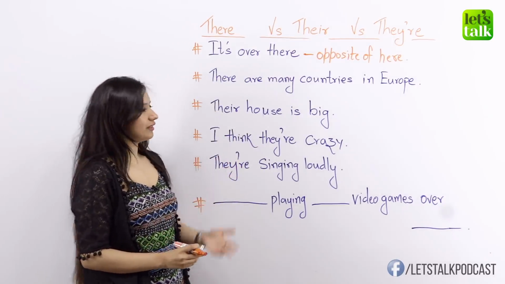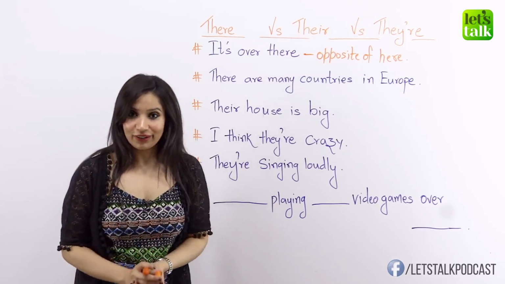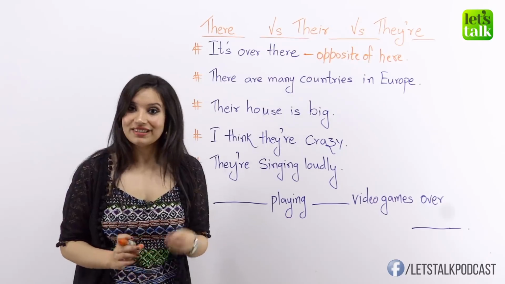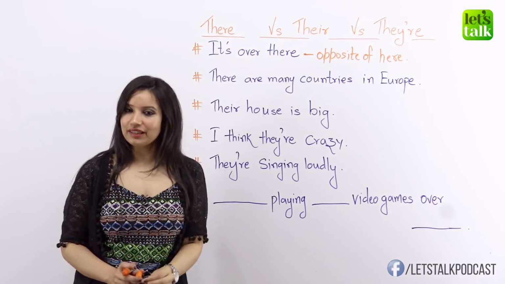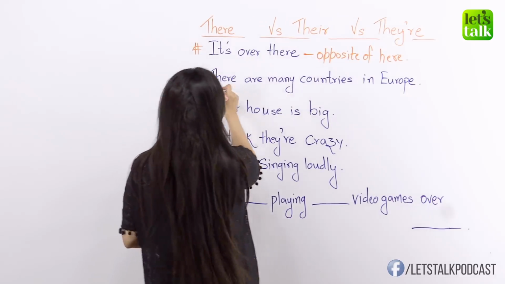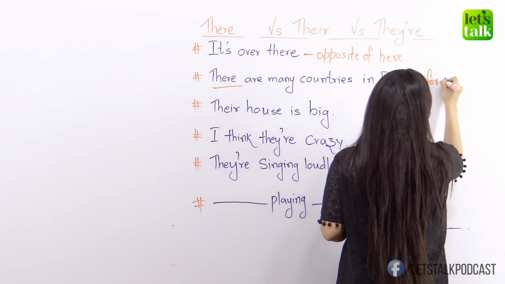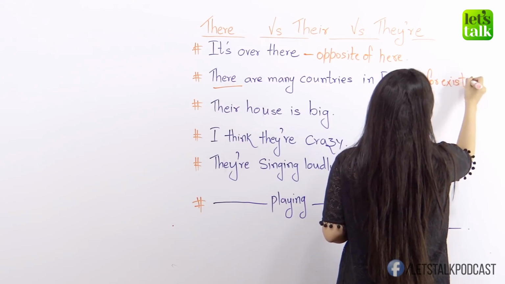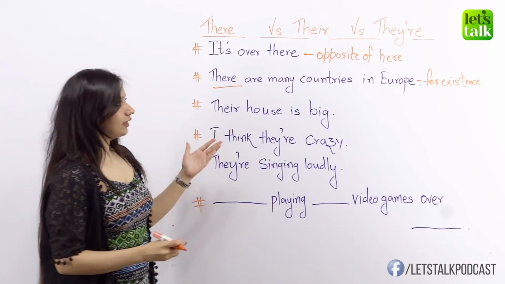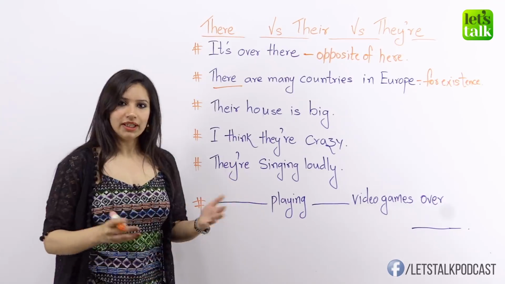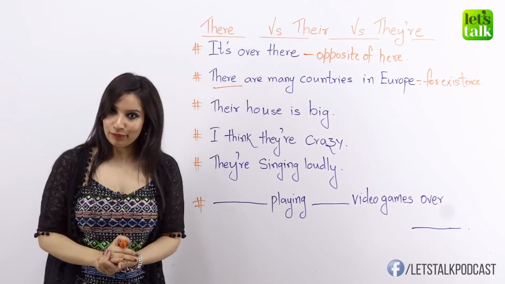There are many countries in Europe. Is it true? Are there many countries in Europe? Yes, there are. So this means that many countries exist in Europe. Here the word there is used to talk about something that exists. So there are many countries in Europe, or there are many children in a family. They all exist in a family, or there are many members in a family.